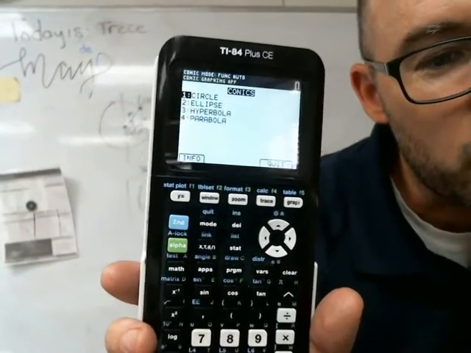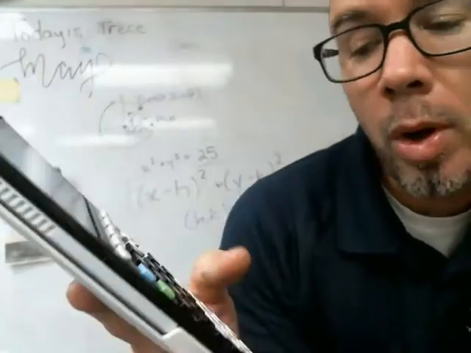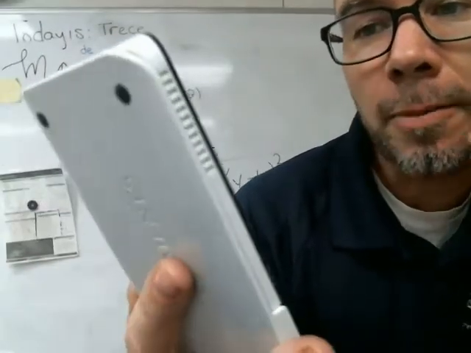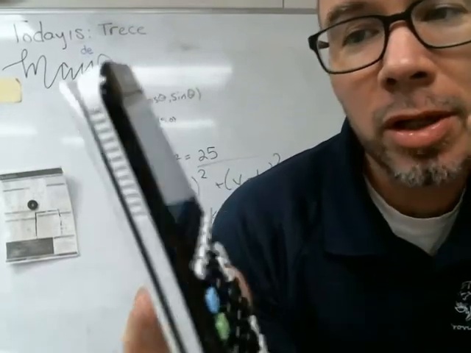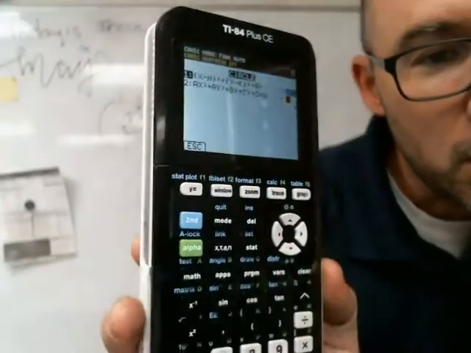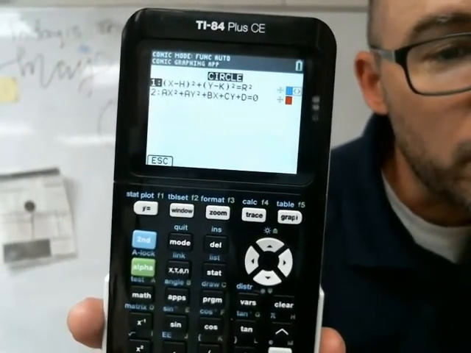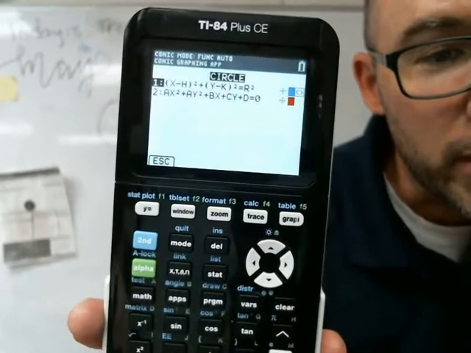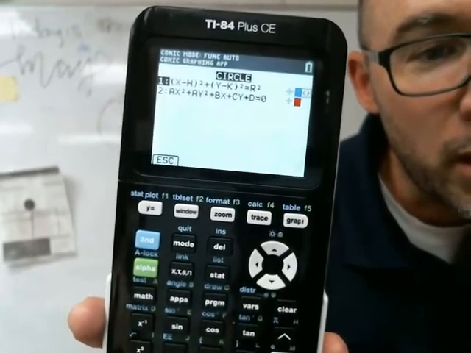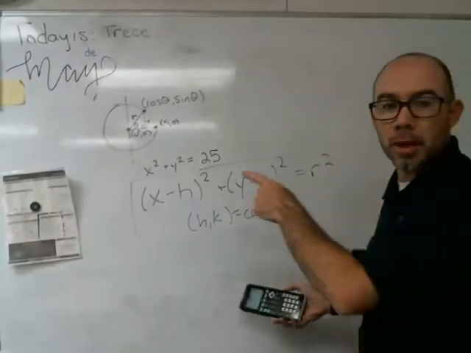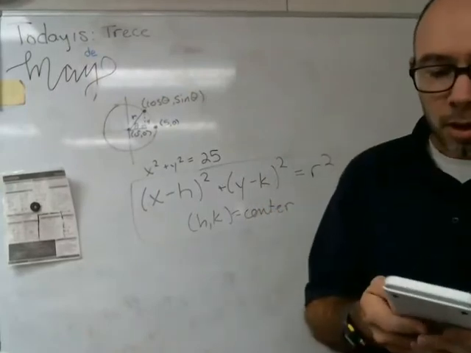Circles, ellipses, hyperbolas, and parabolas. We're going to pick number 1. This thing's already set up with two different formulas. One is algebraic, one's more geometric. Two formulas for drawing circles. And you can see number 1 looks like my equation up here. So we're going to choose number 1.